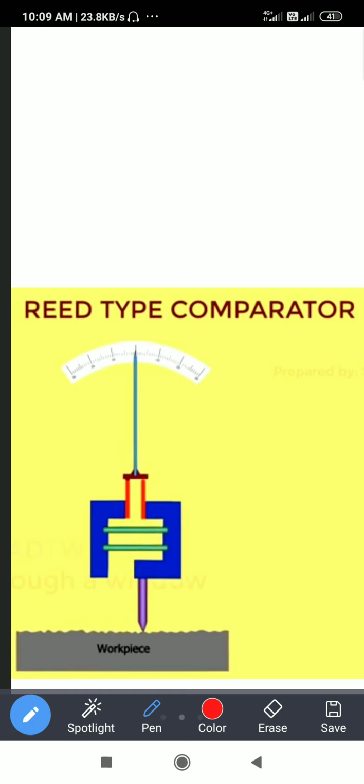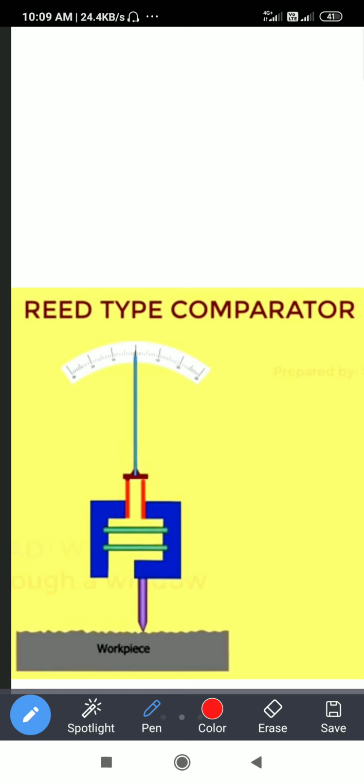Mechanical based comparators and pneumatic based comparators are there. In this module we are going to discuss a few comparators which work on mechanical principles as well as pneumatic based principles. The different comparators are there, and we are going to study all of them now. First we will start with the mechanical reed type comparator.